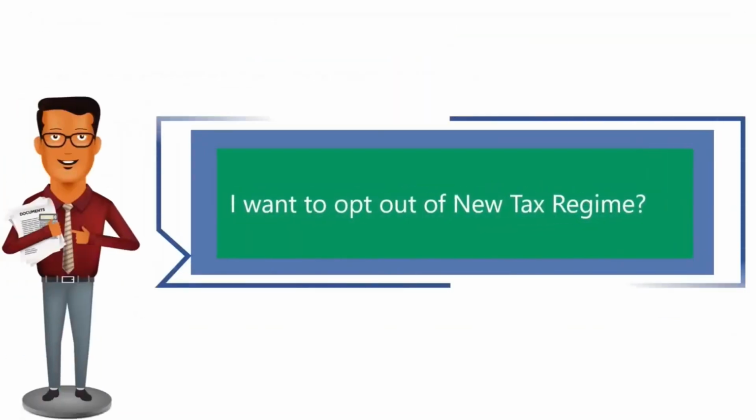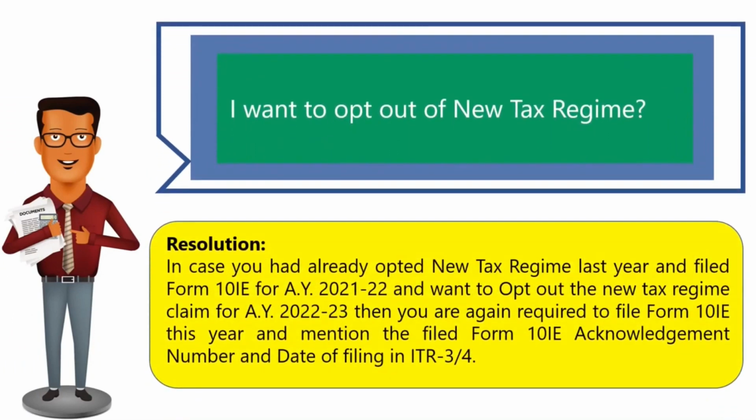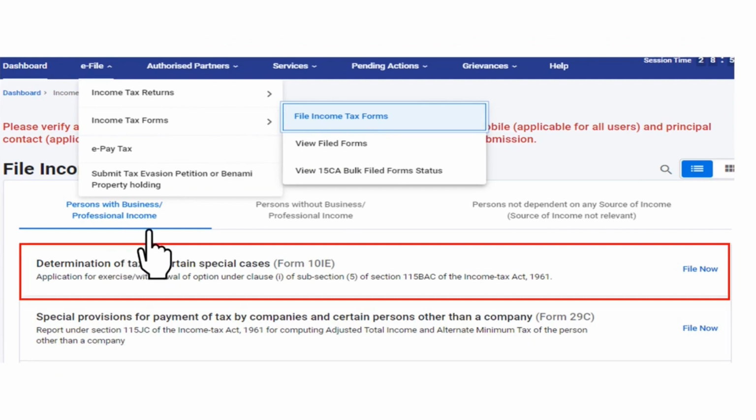However, if you had already opted for the new tax regime last year, and if you wish to opt out of the new tax regime, you are again required to file Form 10IE this year, and now you are required to mention the filed Form 10IE acknowledgement number and date of filing as you are filing your income tax return. Again, you are required to go to e-file tab, reach income tax forms and click on File Income Tax Forms. Again, you can select Form 10IE and click on File Now.